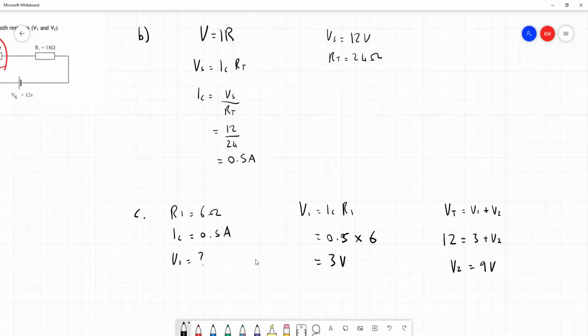So on page 28, there's a series of exercises about series circuits, and having watched this video, you'll be able to carry them out just now. Question 1 in particular is quite similar to this example, so if you have any challenges with that, come back to the video and have a look and see if you can solve it that way.